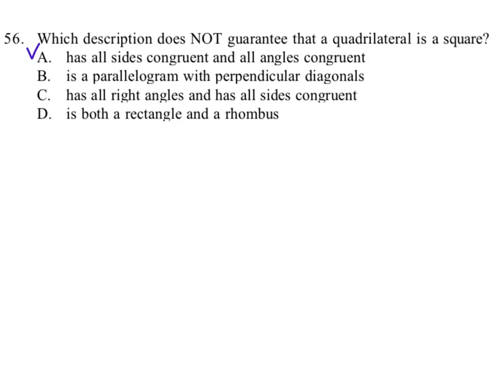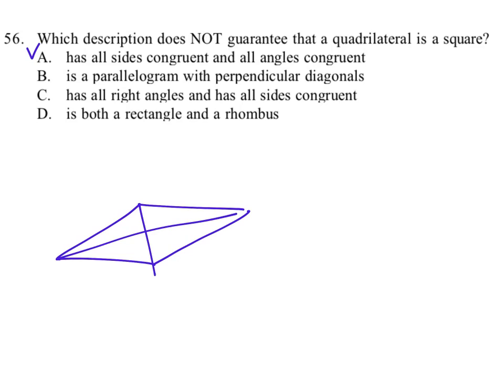Is a parallelogram with perpendicular diagonals. Perpendicular diagonals. Well, rhombuses have perpendicular diagonals, and perpendicular meaning forming 90 degrees. It doesn't make it a square though. So that one is looking like that's the one.